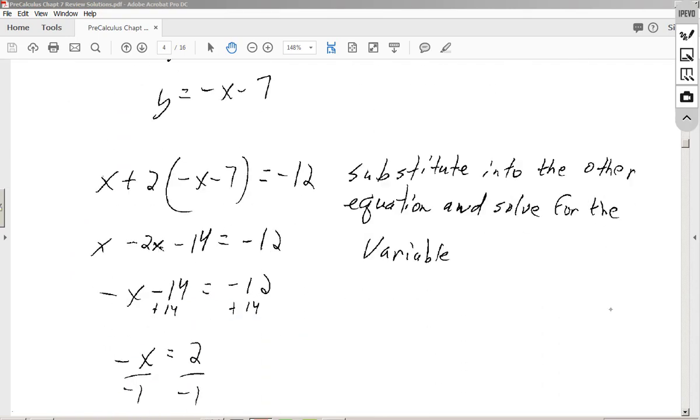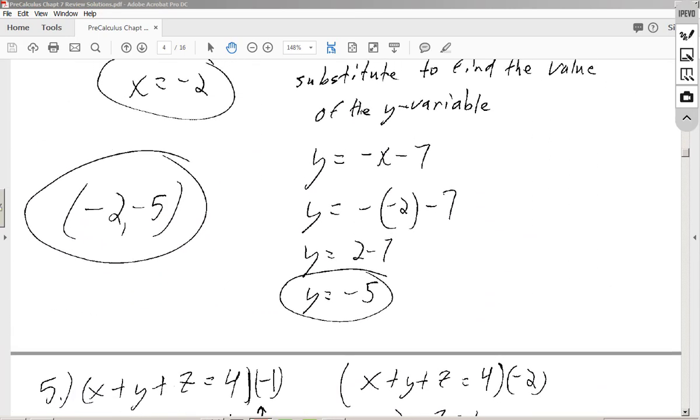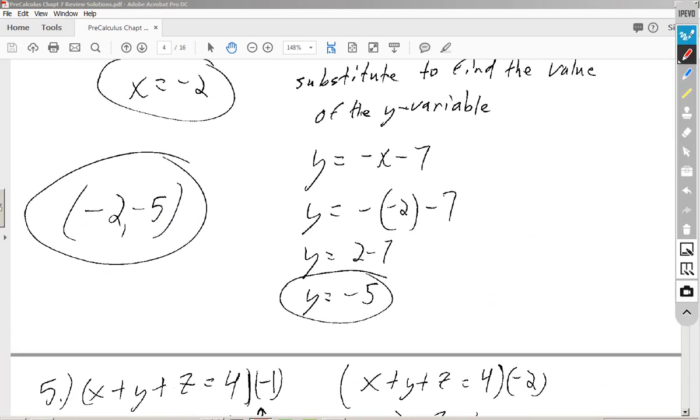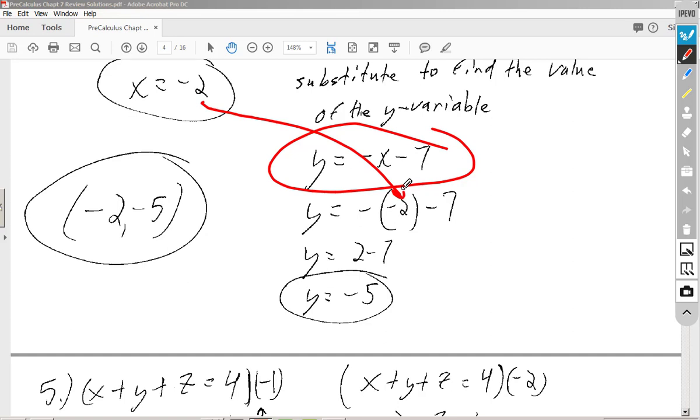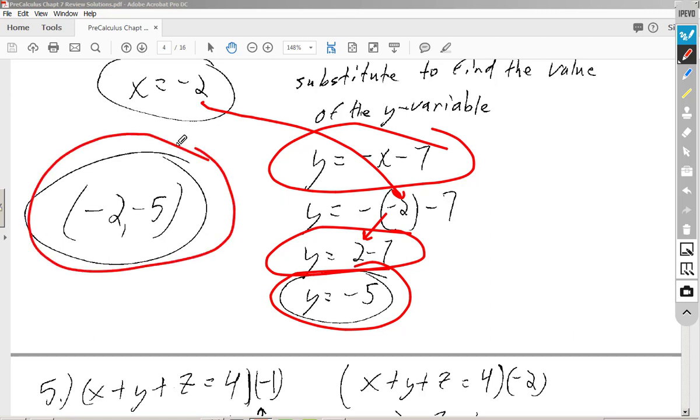So when I choose that equation, I use it down here. Substituting in negative 2. So here's my equation, y equals negative x minus 7. I'm substituting my x for negative 2. So negative negative makes that a positive. So that's a positive 2. Subtract 7 gives me that y value of negative 5. So your solution to number 4 is going to be negative 2 and negative 5.